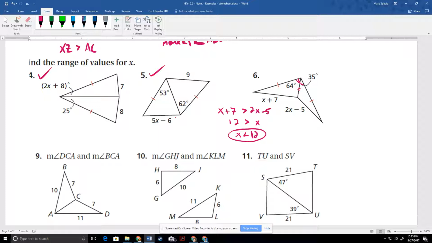But also, we know that this x plus 7 also has to be bigger than 0. We can't have a 0 side or a negative side. So x has to be bigger than negative 7. That's another inequality. Also, 2x minus 5 is a side too, so it has to be bigger than 0. We have to account for all of these. So 2x is greater than 5, and x is greater than 5 over 2, which is 2.5.